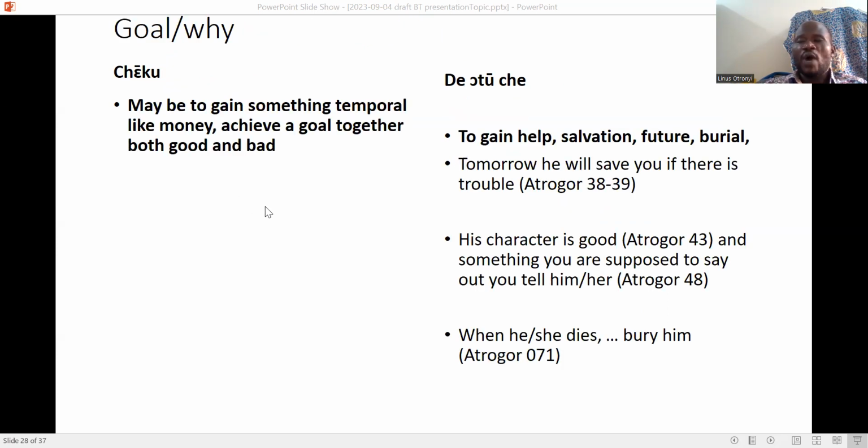The goal for each of them: why do people do either of the actions, to agree with someone or to place your heart on someone? For Cheku, it is maybe to gain something temporal, like money, to achieve a goal together, both good or bad. Dotuche mainly is to gain help, to gain salvation, and also for safety of your future or destiny. Burial is also an important event in Yala, so you place your heart on someone you believe will give you a proper burial.